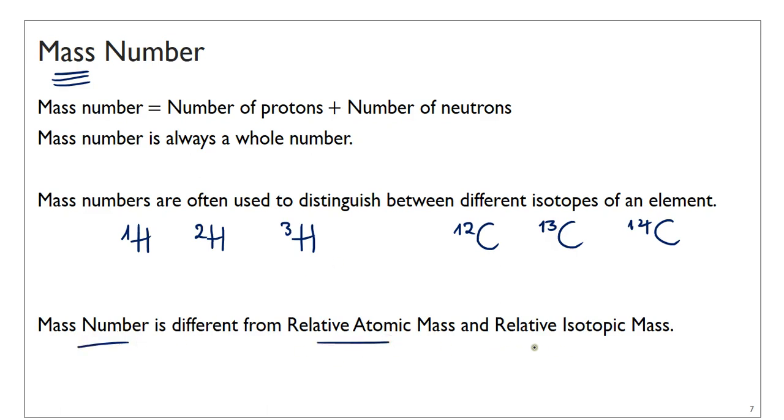And mass number is not relative isotopic mass either. Mass number is actually not a very useful number. It tells you how many protons and neutrons an atom has, and you can use it to distinguish between isotopes. That's pretty much it. It doesn't give you any concrete information about the actual mass of an isotope or the actual mass of an atom. So don't get confused between these two. I will tell you what these two are, but they're definitely not mass number, is what I'm trying to say.